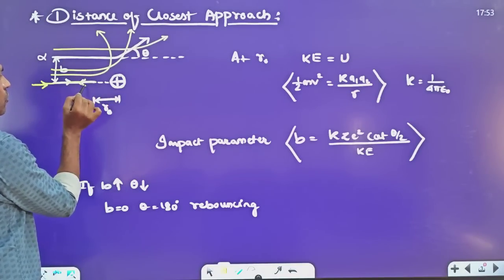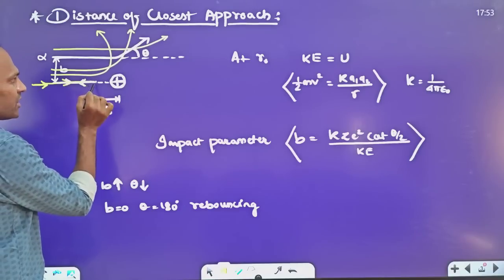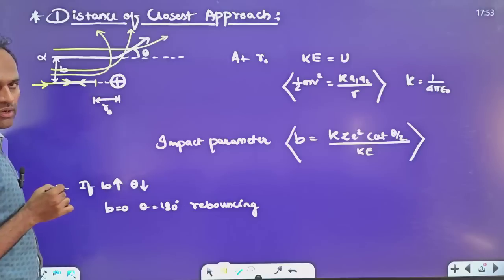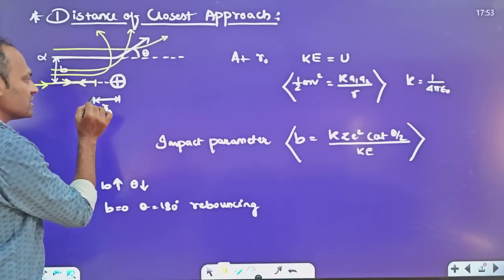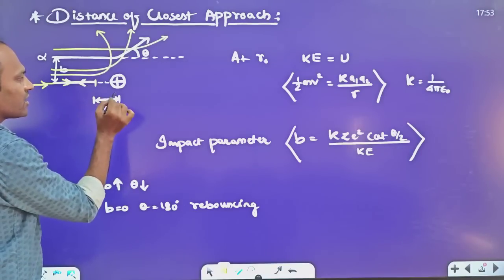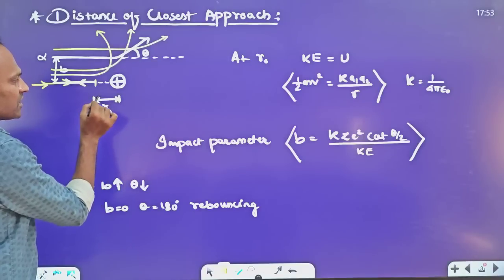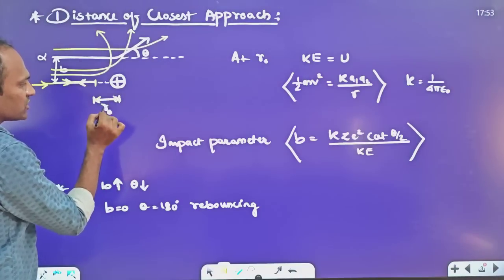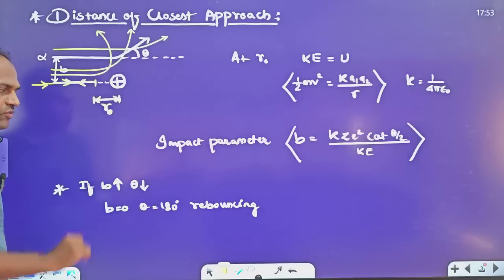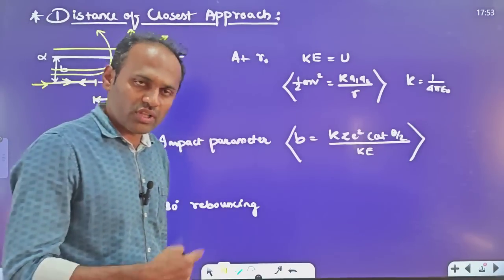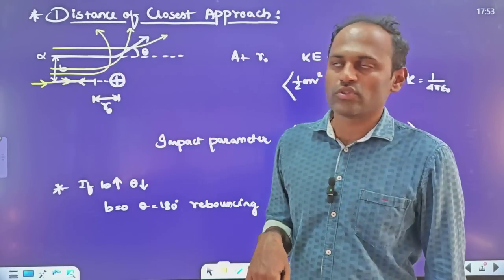Then the distance between its final point and the point where the nucleus is present is called distance of closest approach. More the velocity, less will be the distance of closest approach.